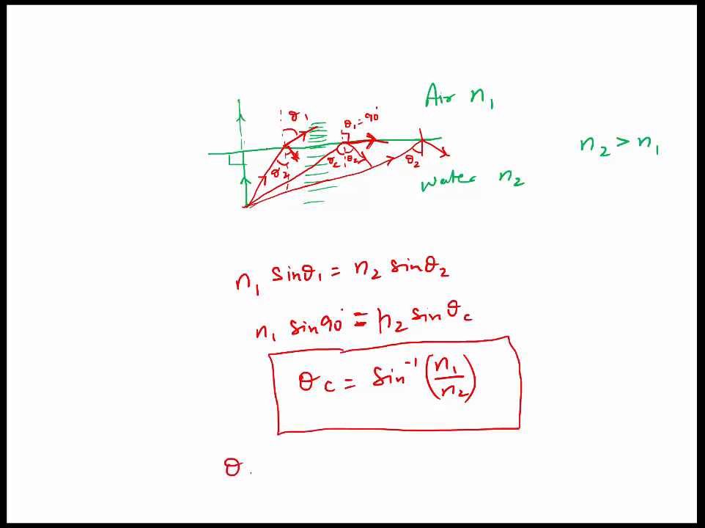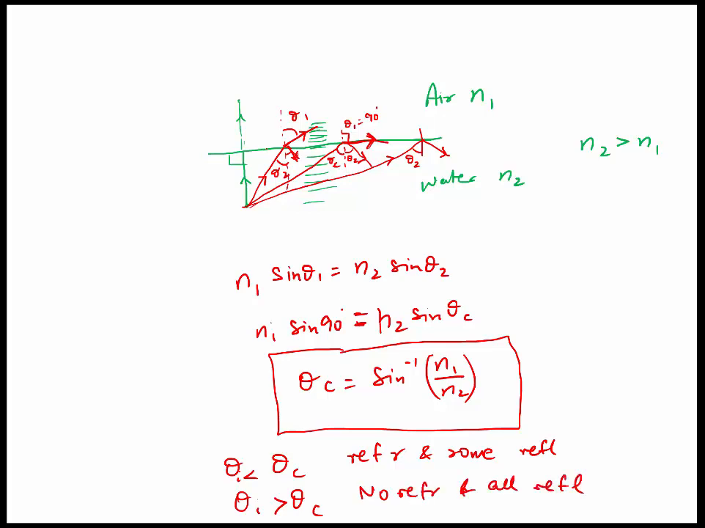And if theta is less than theta c, then you're going to get refraction and some reflection. And if you have theta incident greater than theta c, you will have no refraction and all reflection. So this is called total internal reflection.